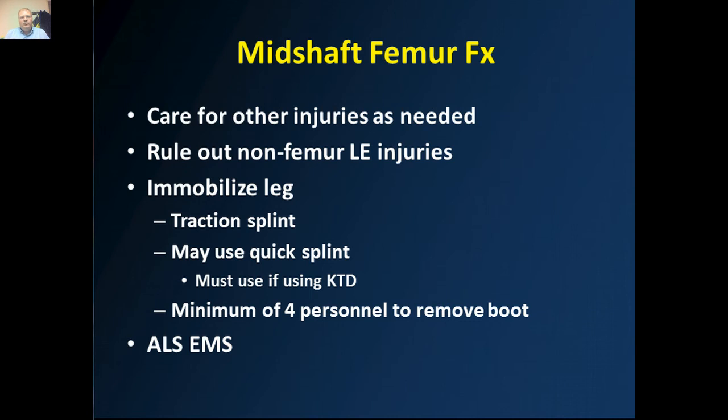I've seen an awful lot of patients with suspected midshaft femur fractures who've had proximal femur fractures where the traction device is actually lower than where the fracture is. You can use the quick splint instead. That's totally acceptable. And if you're using the KTD, the Kendrick traction device, you need to use a quick splint on top of that. When you're removing the boot, you're going to need at least 4 people. You need to review boot removal anyway, and typically it would only take 3 people, but you really need someone to stabilize the femur. Request ALS EMS. People can bleed to death from femur fractures, and the patient will also likely need pain control.